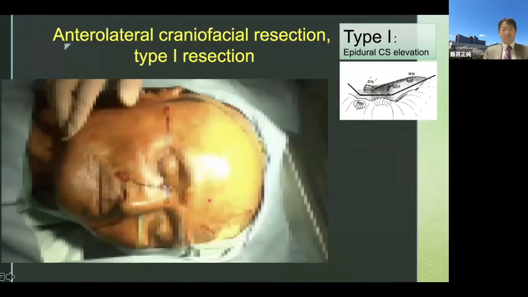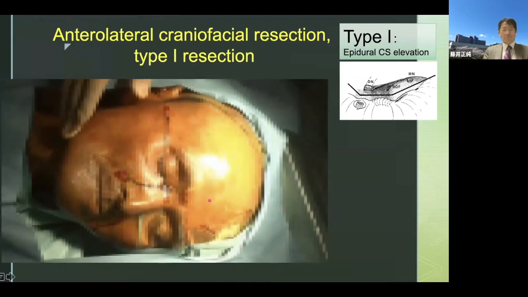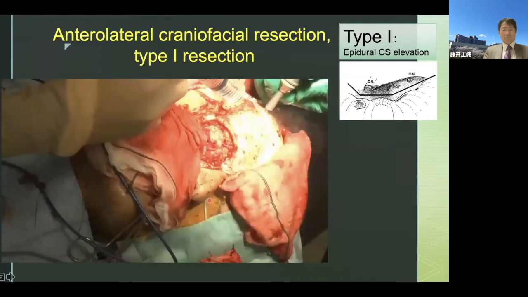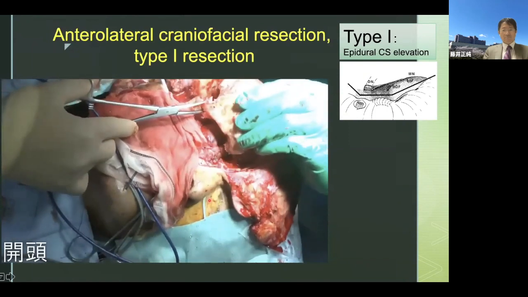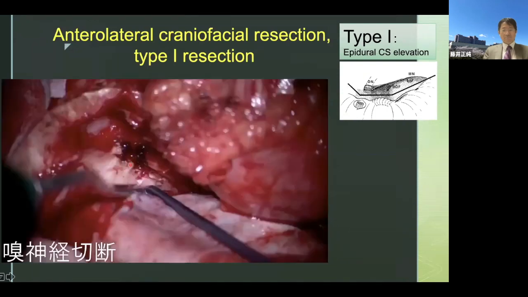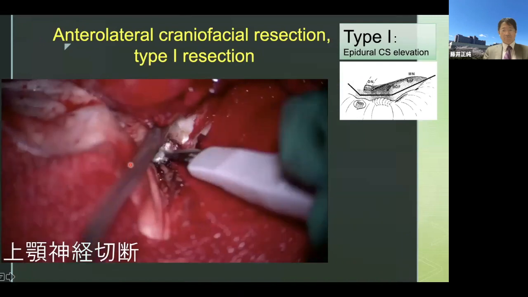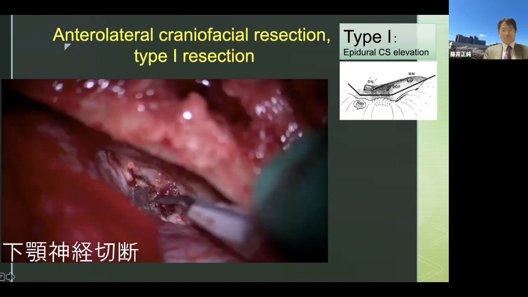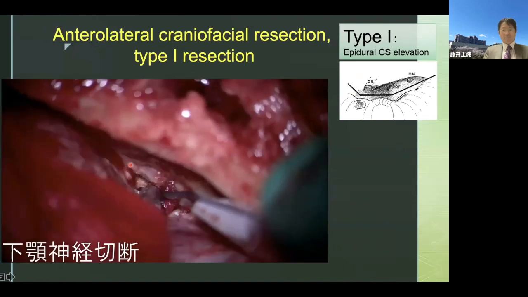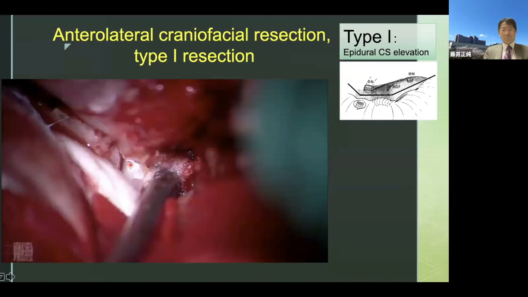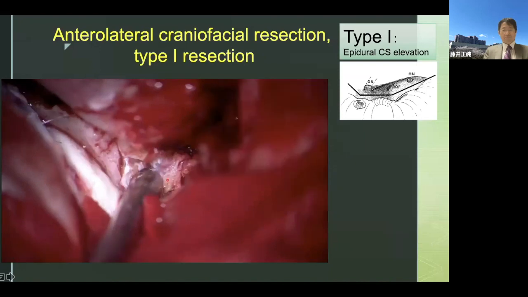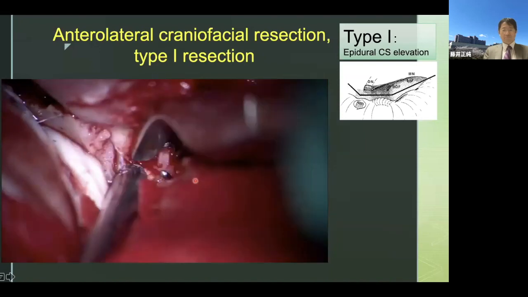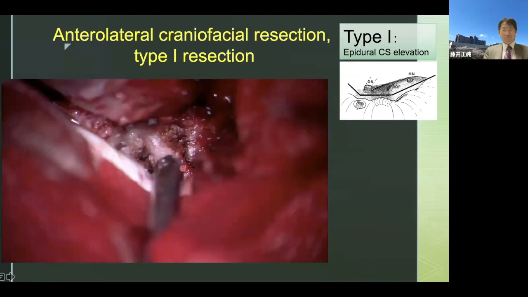Here is a video of anterolateral craniofacial resection, type 1 resection. The first step of this surgery is frontotemporal craniotomy with the orbital rim, and cut the olfactory nerve here, and cut the maxillary nerve, and cut the mandibular nerve. And open up the optic canal and inside it, cut the optic nerve and the ophthalmic artery is cut.